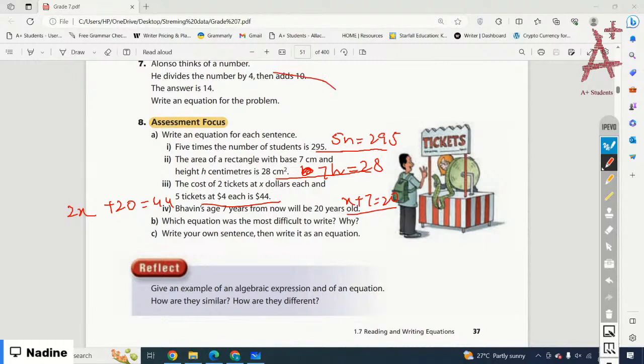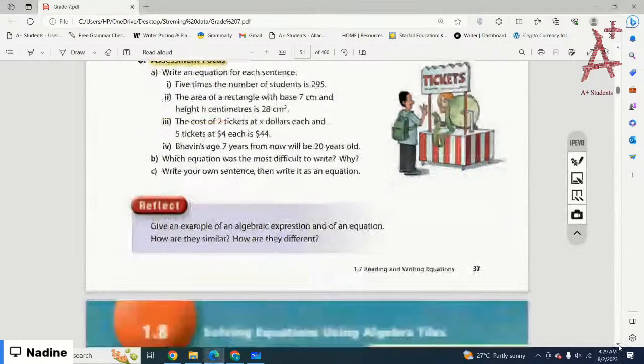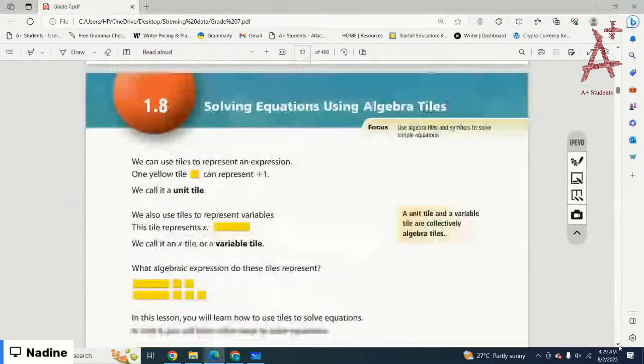Okay, we are done with the lesson, so you can complete the practice questions by yourself later today. Let's just move on to the next lesson. They are very easy. You just have to do practice, practice, and practice, because practice makes a man perfect. The next one is solving equations using algebra tiles.